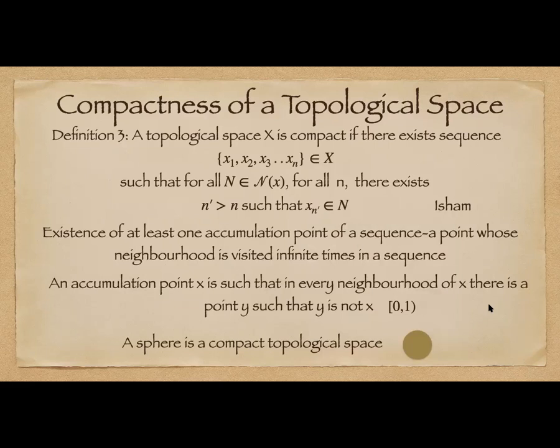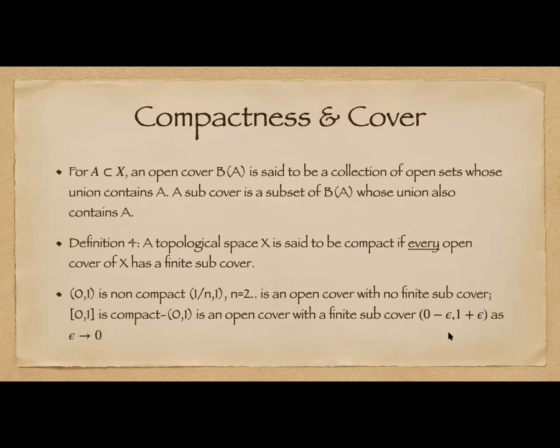Now, as I can see, I have about 5 minutes left. So instead of going into the definitions in details, I will just give some examples of a compact set. And then we'll come back to these definitions using accumulation points, and then cover sets and subcover sets. So an example of a compact set is this compact interval 0 to 1. So when the boundary point is included, this is a compact set. When the boundary point is not included, this is an open set and it's known as a non-compact set.